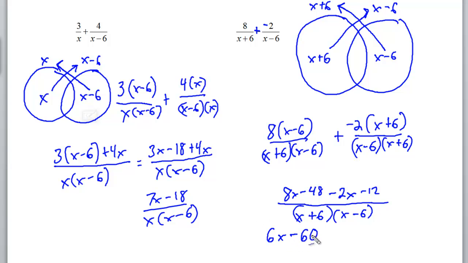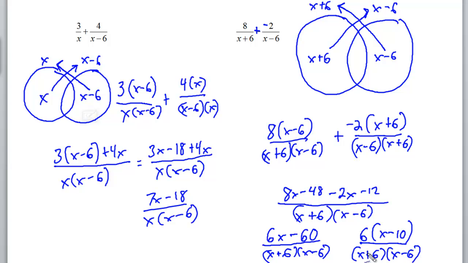Let's hope it simplifies, right? And that's going to give me x plus 6, x minus 6. All right, let's take a look at that numerator. Is there something I can remove from that? Yeah, we can remove a 6, and that's going to make x minus 10. But in my denominator, you'll notice that's x plus 6, x minus 6. None of those crisscross or cancel or simplify out, so we're done with the problem.